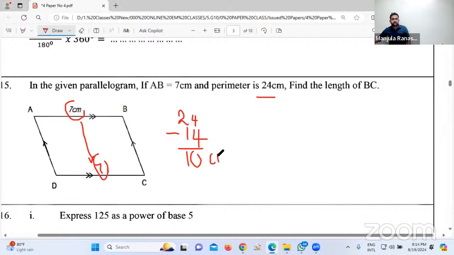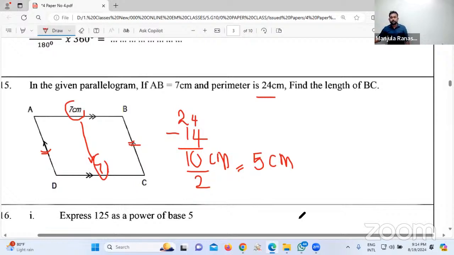10 centimeters is the sum of the other two sides. They are also equal because they are the other two opposite sides. To find the length of BC, that 10 is shared equally, so divide by 2. One side, BC, is 5 centimeters. We have to mention the units. The maths concept here is that the opposite sides of a parallelogram are equal.